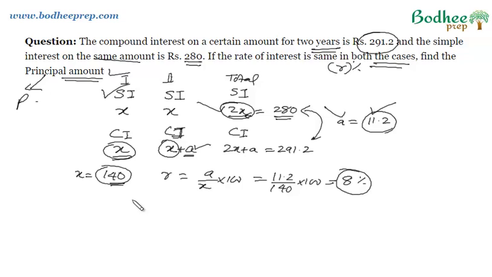So I can say that if I want to find the 16% of the principal amount, it must be equal to 2x, which is 280. So P would be 280 by 16 into 100. On further simplification, the answer would be 1750. So this is the answer for this question.